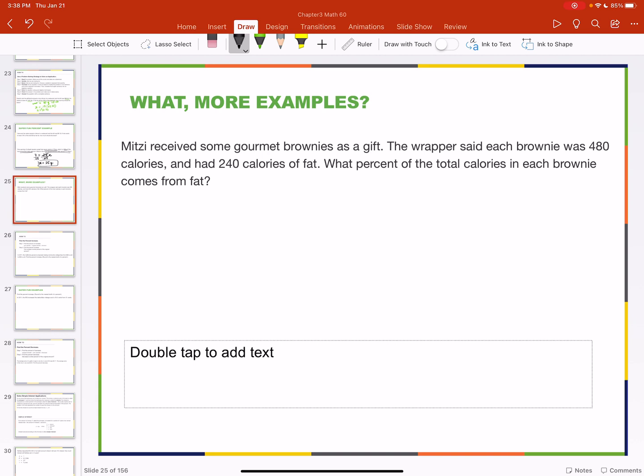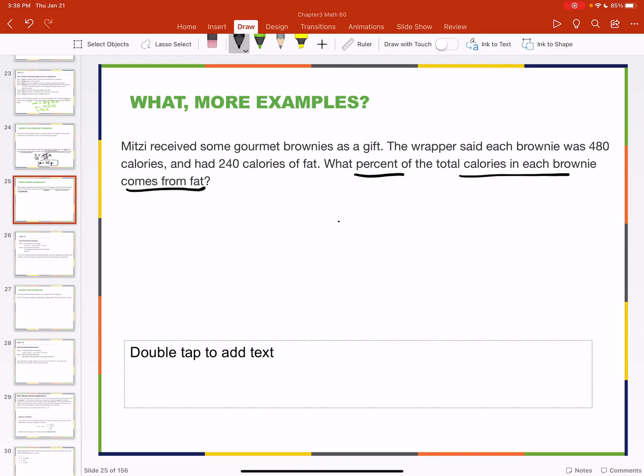Okay, let's see. What more examples? Mitzi received some gourmet brownies as a gift. The wrapper said each brownie was 480 calories and had 240 calories of fat. What percent of the total calories in each brownie comes from fat? Remember that a percentage is a fraction, percent over 100. You can also think of it as parts of a whole. That's what a fraction is. So what we want is the calories that come from fat.